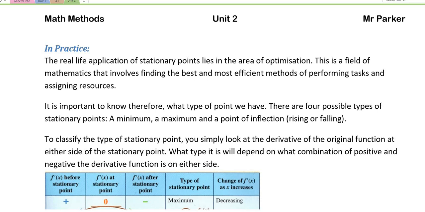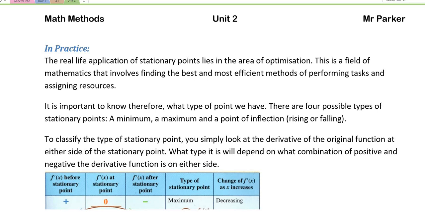What I'm getting at there is we need to know whether we're talking about a minimum or a maximum, because when we find a stationary point by setting it equal to 0, all we know is that it is a stationary point. And there's two types that we've seen. We've got maximums, we have minimums. There's actually a third type of point. We're not going to deal with it now. We'll look at it next year.